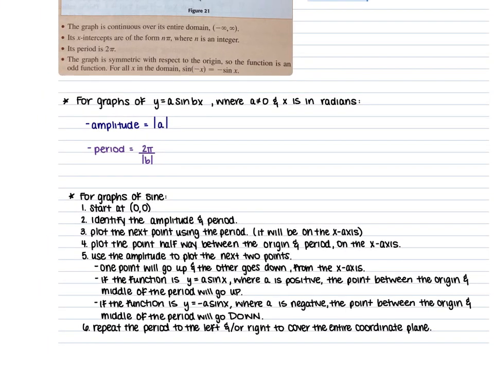You can also follow these directions and it would be a lot easier for you. The first thing to do when you are graphing sine is start at your 0, 0. That's going to be your first point. You want to identify your amplitude and your period. Then you want to plot the next point using the period. It will be on your x-axis, and it will be your 0, 0 and then that point.